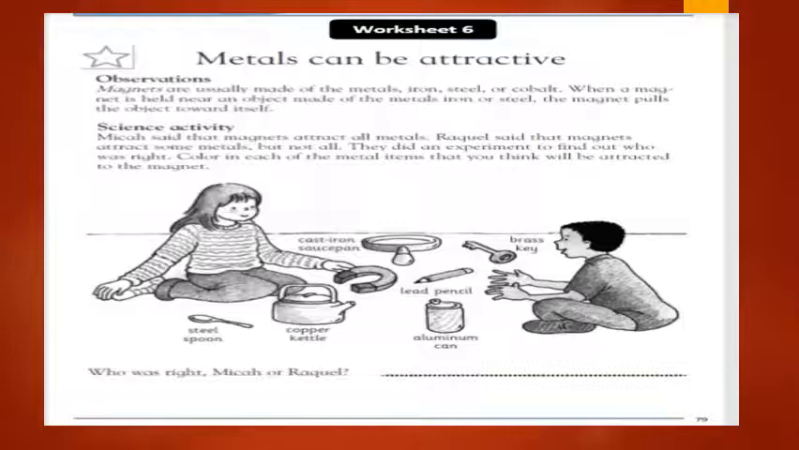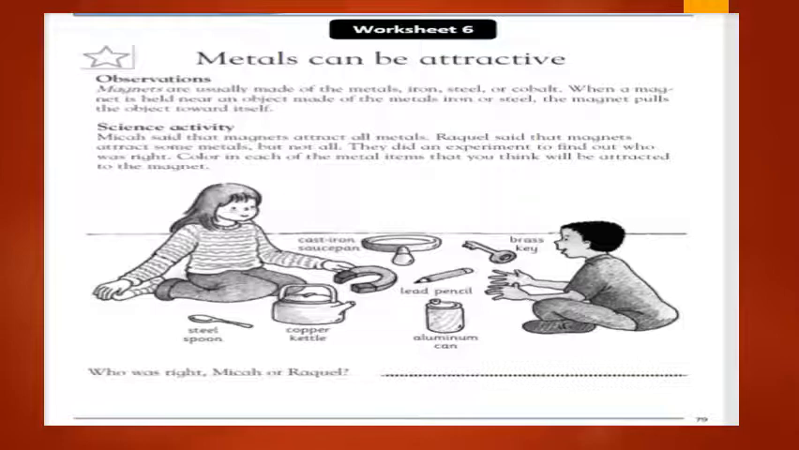Now let's do the classwork that we could not do in the live session. Metals can be attractive. We have some observations. Magnets are usually made of the metals iron, steel, or cobalt, and I'm going to add nickel too. When a magnet is held near an object made of the metals iron or steel, the magnet pulls the object toward itself.